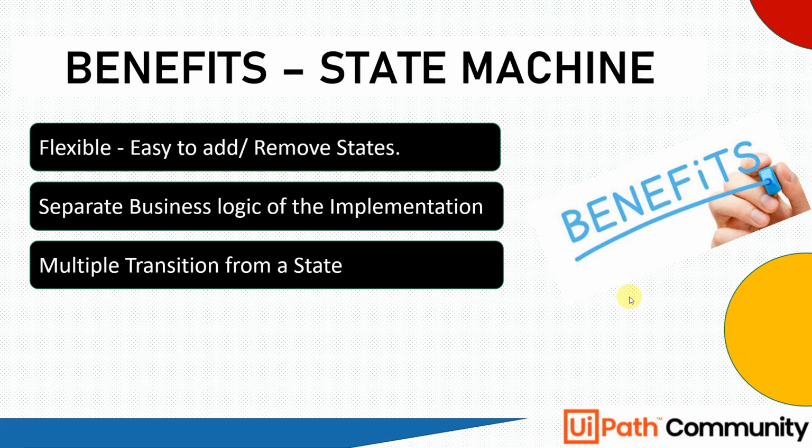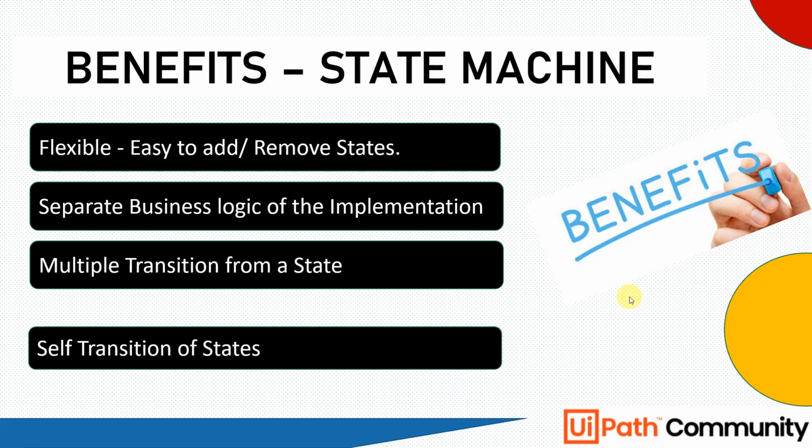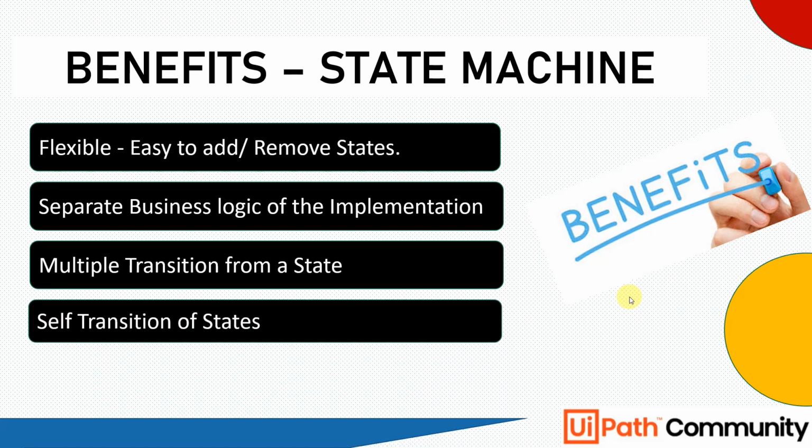So that also is a classical example of the RE framework. I'll just show it in a while. Then we can have a self transition of the state. So what does it mean? I can have a state which is transitioning to itself. For example, I am in state 1, and because of some automation need, I always want to come back to that state. That is also possible in the case of a state machine. We can have self transition, right?